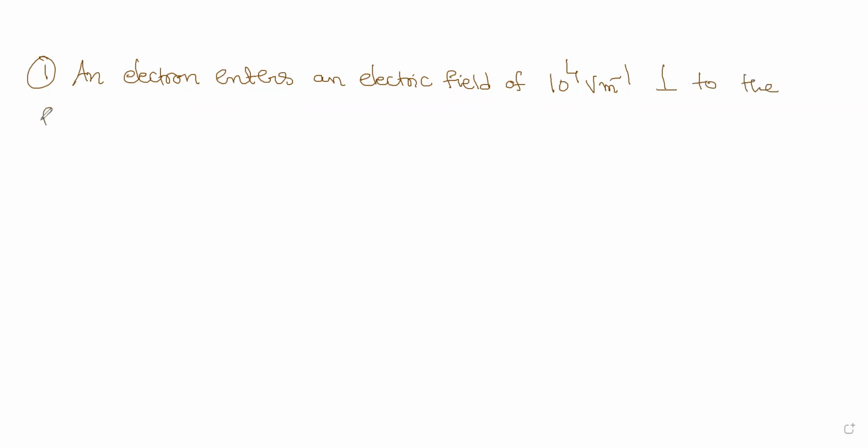An electron enters an electric field of 10 to the power of 4 volt per meter, perpendicular to the field, with a velocity of 10 to the power of 6 meter per second when it enters. Okay, that's what it means.